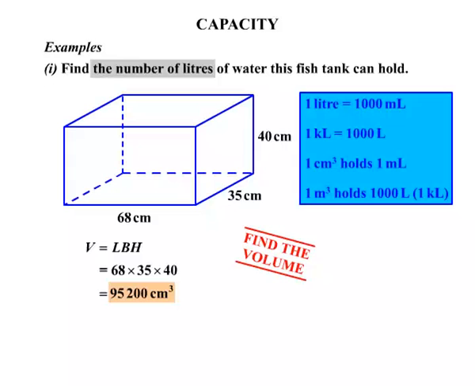What we've got at the moment is 95,200 cubic centimetres. We can see that 1 cubic centimetre will hold 1 millilitre. So we can say therefore that the capacity so far is 95,200 mils. We just changed the centimetres cubed to mils. Now our answer needs to be in litres. So 1 litre equals 1,000 mils, so we divide that by 1,000. We get 95.2 litres. Excellent.